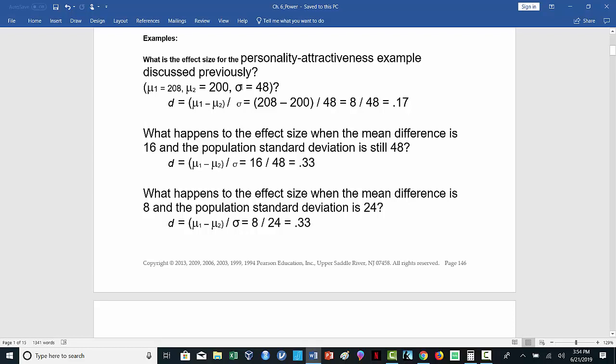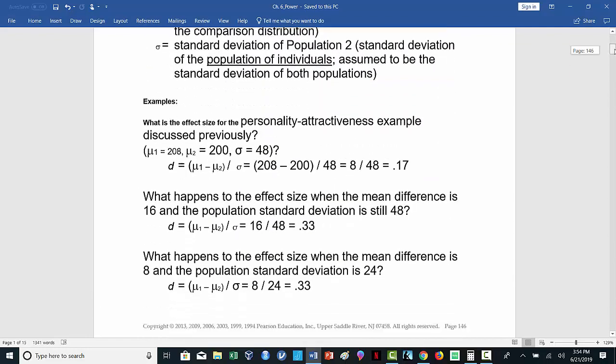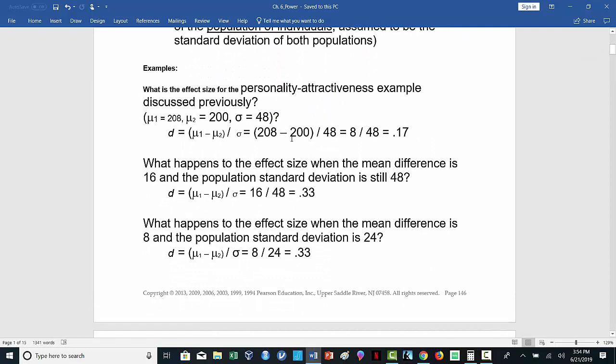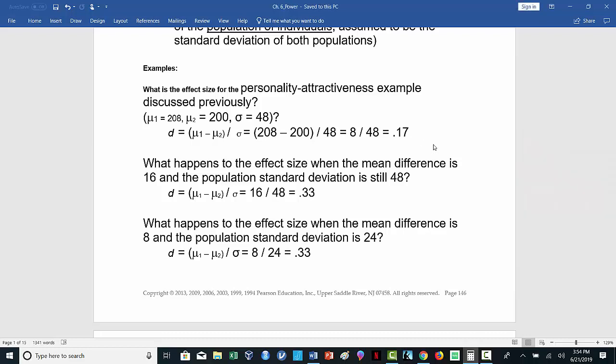And we had said that the standard deviation was 48, so that's going to be assumed to be the standard deviation for both populations. So to calculate it, just like the formula above, it's pretty straightforward. 208 minus 200, so we get 8. And the standard deviation is 48, so we would just divide 8 by 48, and we get, I think, 0.167, so with rounding, 0.17.